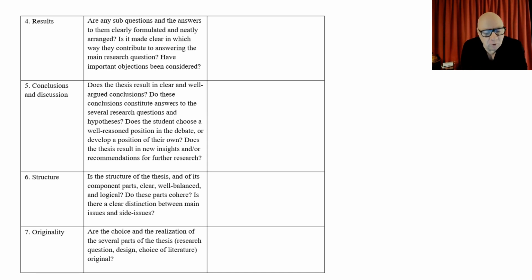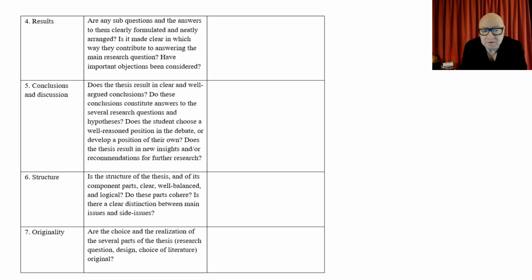The results, of course, you have sub-questions usually. Are they answered correctly? Is it clear how they contribute to answering the main research question? Have you looked at objections? So that is something that sometimes is a bit problematic. So make sure that you look at possible objections that could be raised to your view.